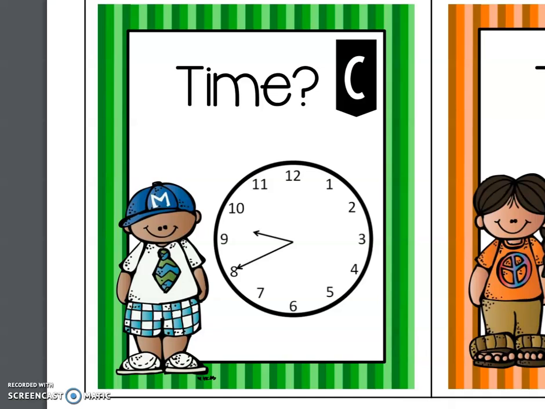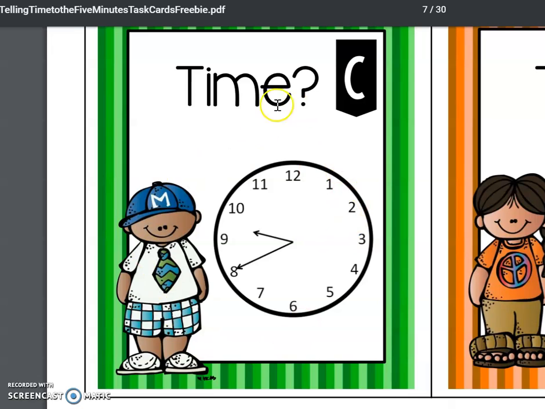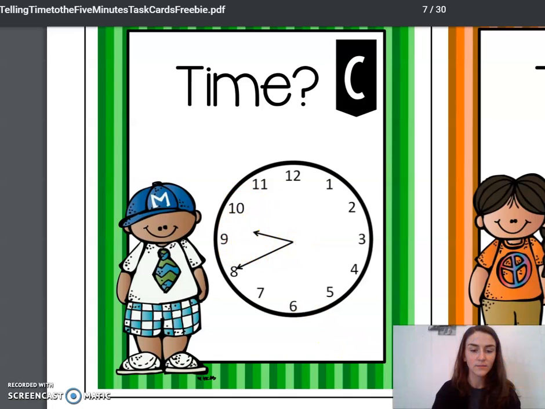All right, guys. So let's talk about this one. Our time here on the clock. Let's figure out where our hour hand is first. So our hour hand is the little guy right here, the little hand, and he's pointing between the 9 and the 10. So he hasn't gotten to the 10 yet, so it's not 10 o'clock. It's 9 something.